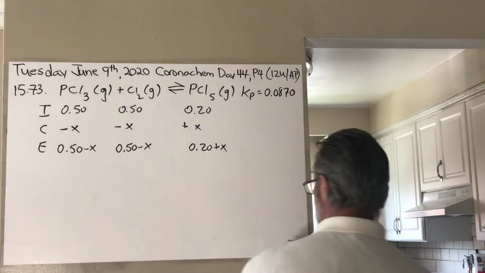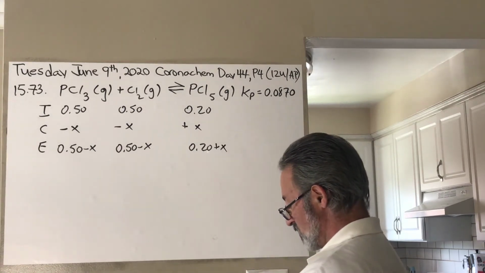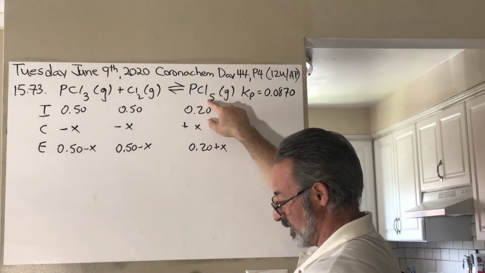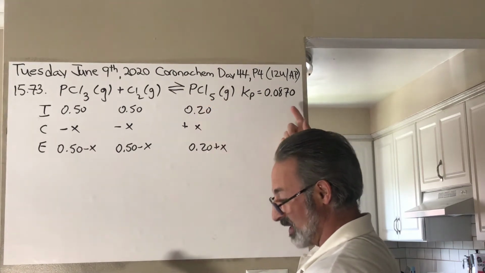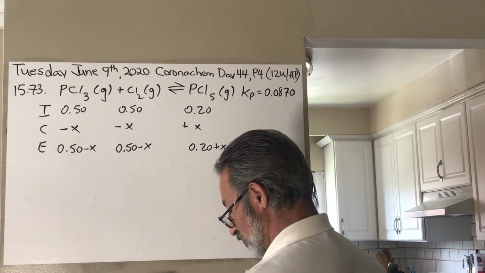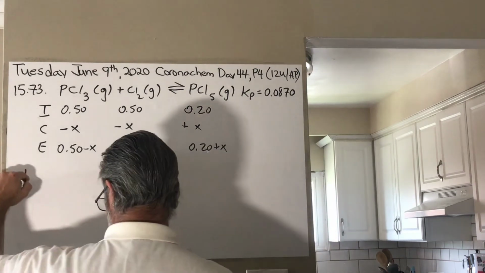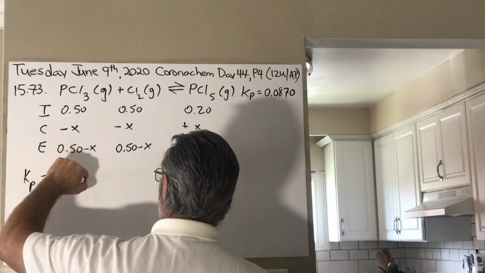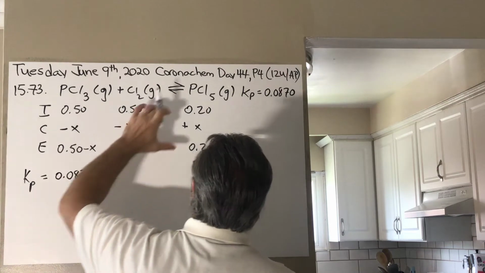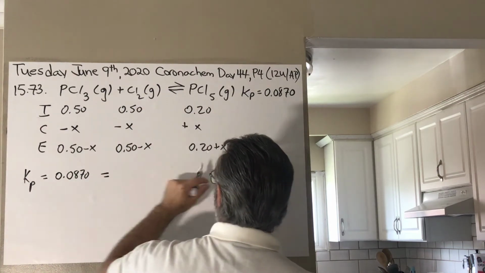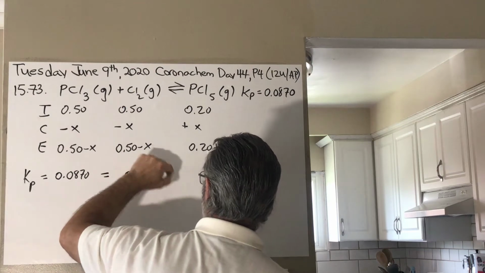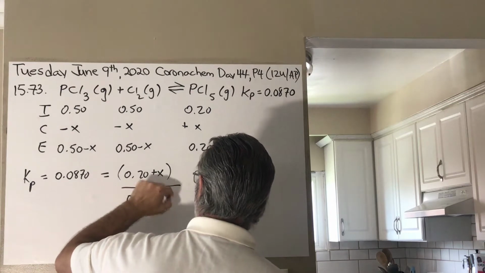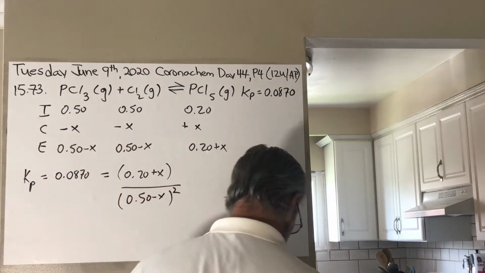Okay, so I said let x equal the increase in PCl5 partial pressure. The assumption is that the reaction will move right. If x is a negative number, that means it moved left. So we set it up, and we got the following equilibrium. Kp is equal to 0.0870 at that temperature, and the pressure at equilibrium of the PCl5 is going to be 0.2 plus x according to our assumption, and the pressure of these two things is going to be 0.5 minus x, and I'll simply square that because they're both identical.